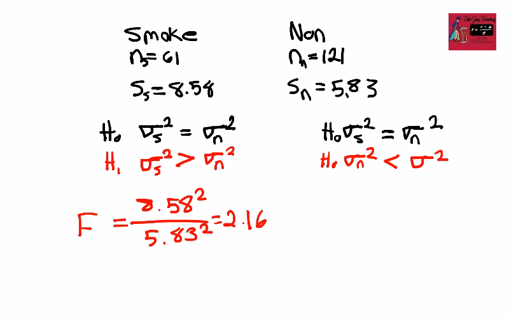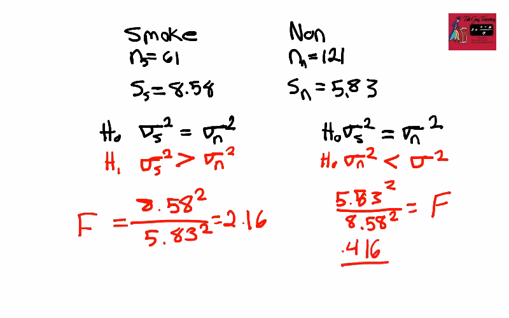And let's see here. On the other end, if I was to do a left tail test, so 5.83 squared all over 8.58 squared, enter, is the inverse, which is 0.416. Interesting. Let's take a look at this. Let's do some critical thinking together. So, S1, N1, S2, N2.